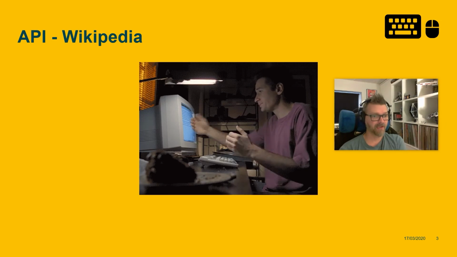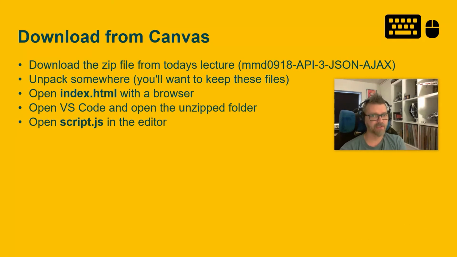We're off, no more slides, just this one telling you to grab a file from Canvas and unpack it somewhere on your hard drive where you'll want to keep the files. Open index.html in the browser and make sure that you have the entire folder opened in Visual Studio Code, and then open the script.js file. You can pause the video and do that.